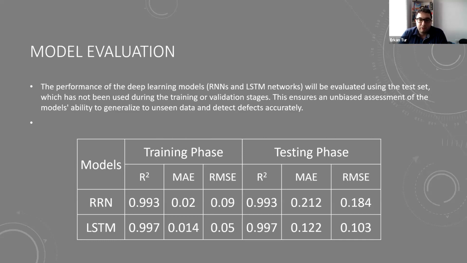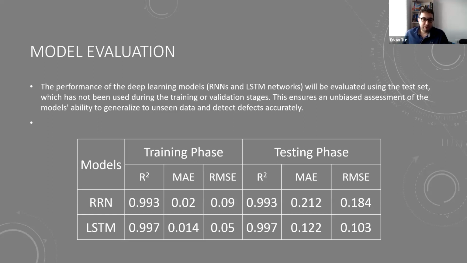Accuracy measures the overall correctness of the model's predictions, while precision quantifies the proportion of correctly predicted defects out of all predicted defects. On the other hand, recall is the proportion of correctly predicted defects out of all actual defects. And these metrics provided a comprehensive understanding of the model's performance in defect detection.